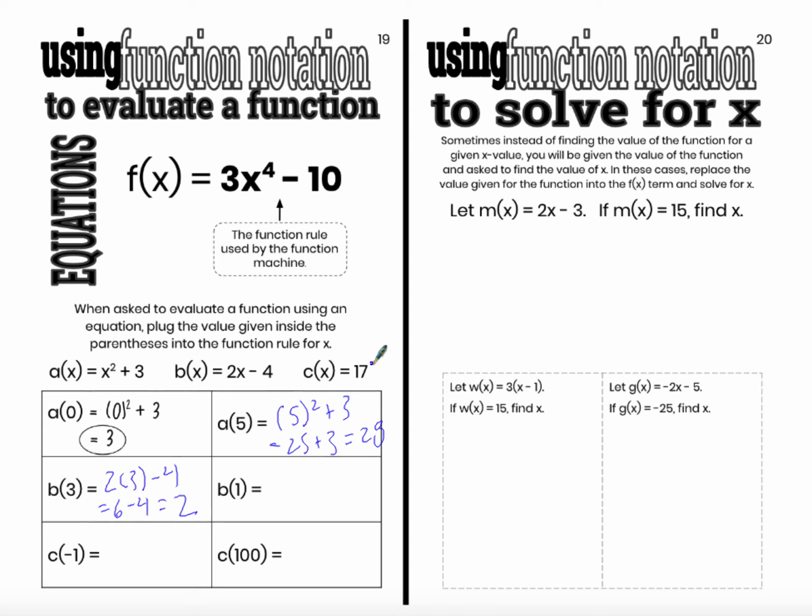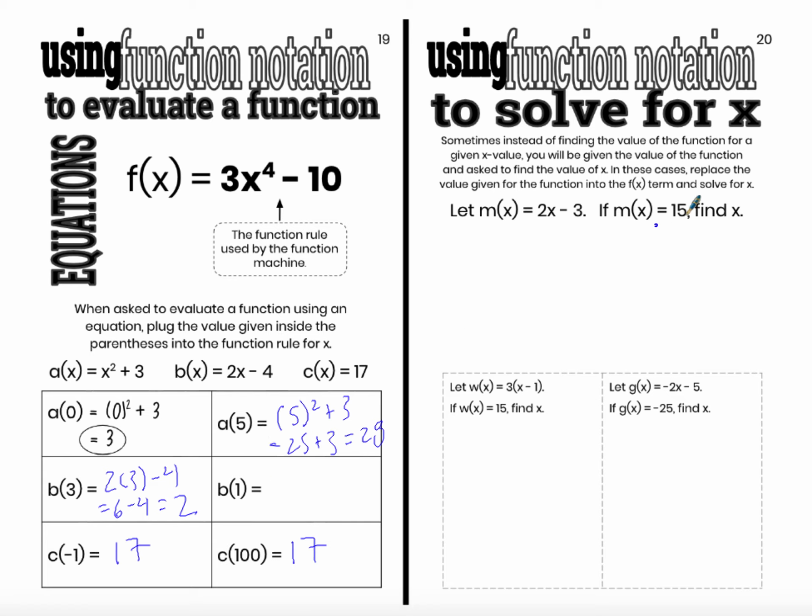For c, no matter what my input is, my output is 17. c of negative 1 is 17. c of 100, also 17. This is a function rule that does not include x, and so my output is always 17.